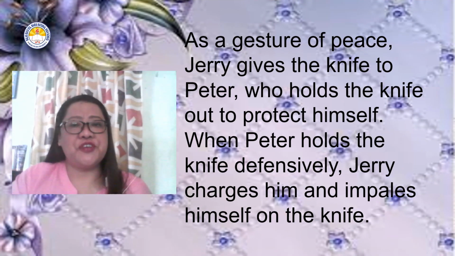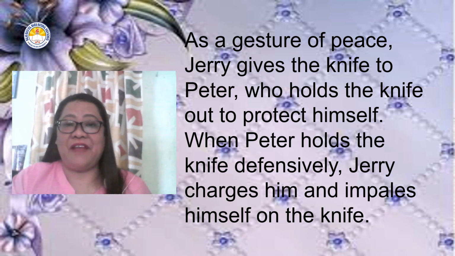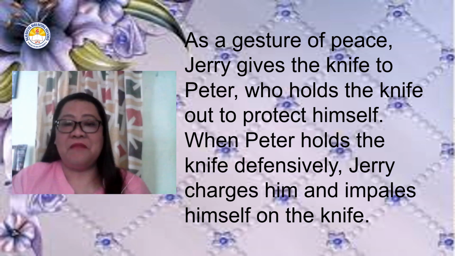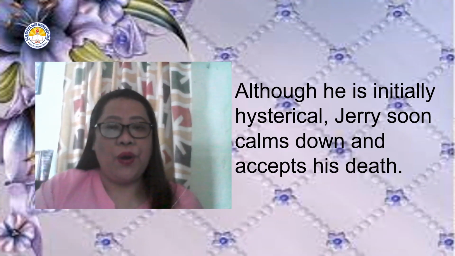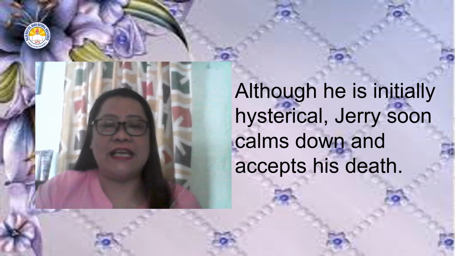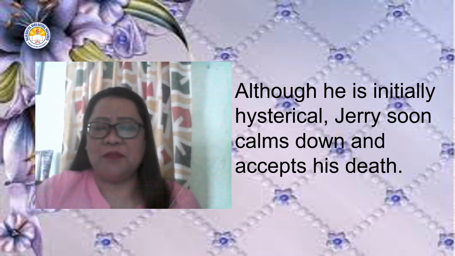As a gesture of peace, Jerry gives the knife to Peter, who holds the knife out to protect himself. When Peter holds the knife defensively, Jerry charges him and impales himself on the knife. Although he is initially hysterical, Jerry soon calms down and accepts his death.